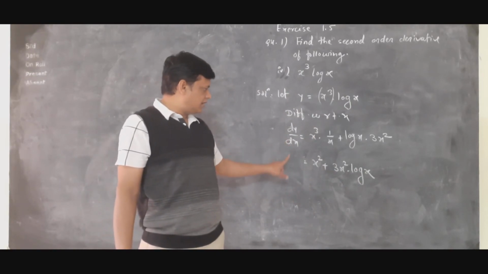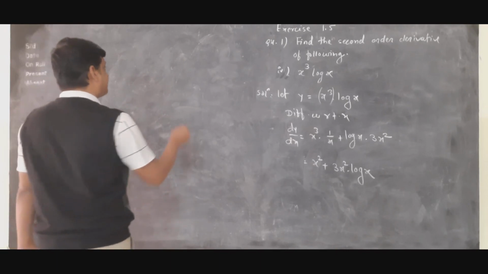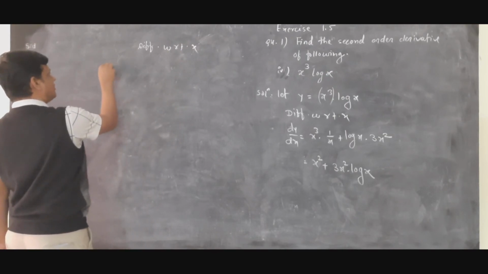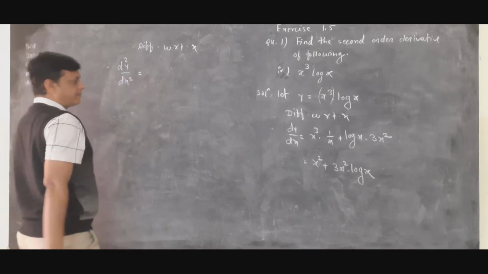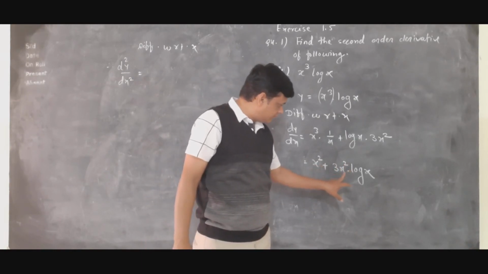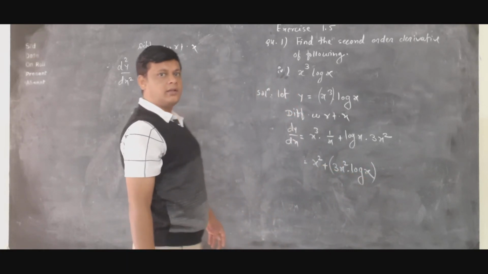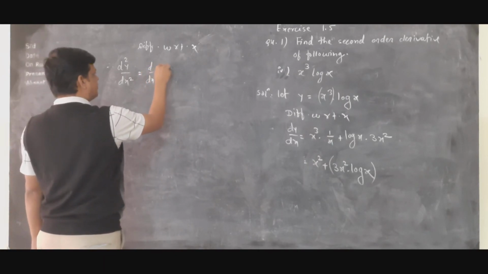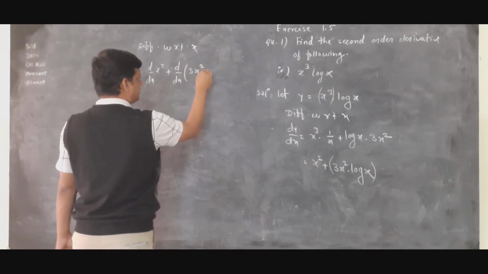For that we have to differentiate this dy/dx again with respect to x. So right here differentiate with respect to x. So we get derivative of dy/dx as d²y/dx². Then here for RHS we have to find derivative of first term plus derivative of second term. So while finding the derivative of second term, we have to apply again product rule. So first we write this as d/dx of x² plus d/dx of 3x² log x.